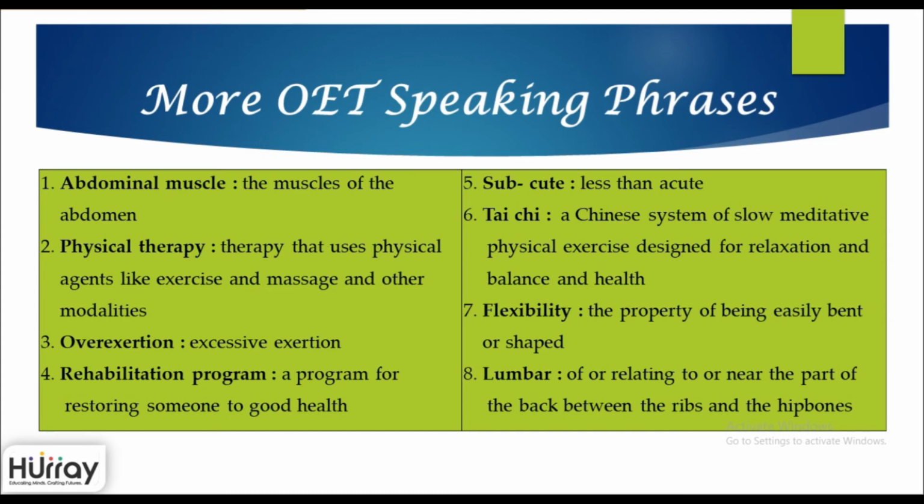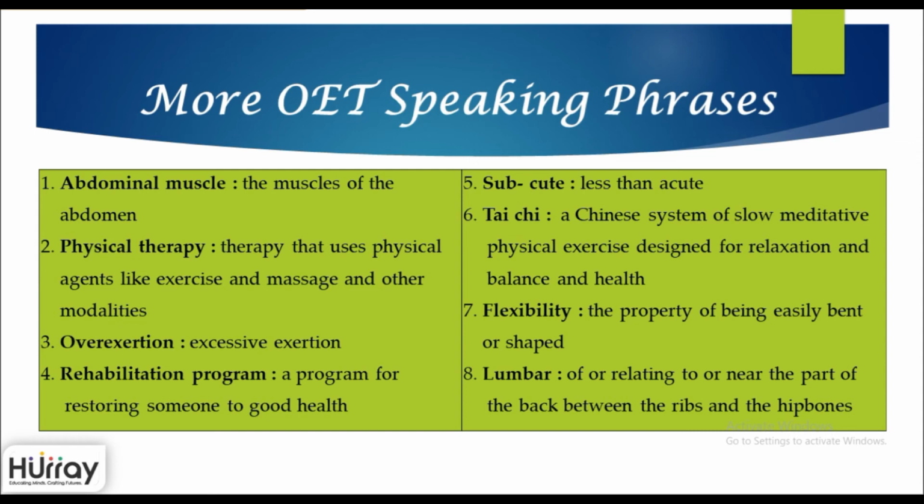Now, words like abdominal muscle, physical therapy, overexertion, rehabilitation program, subacute, tai chi, flexibility, lumbar, all are associated with physiotherapy. So, for example, if you're talking about the muscles of the abdomen, instead of using such a long phrase, you could ask the patient, "Are your abdominal muscles hurting?" Or if a patient comes to you and the condition of their leg or hand which is affected or injured is really terrible, then you can tell them that you need physical therapy. And then when the patient asks you what is physical therapy, you can go ahead and explain.